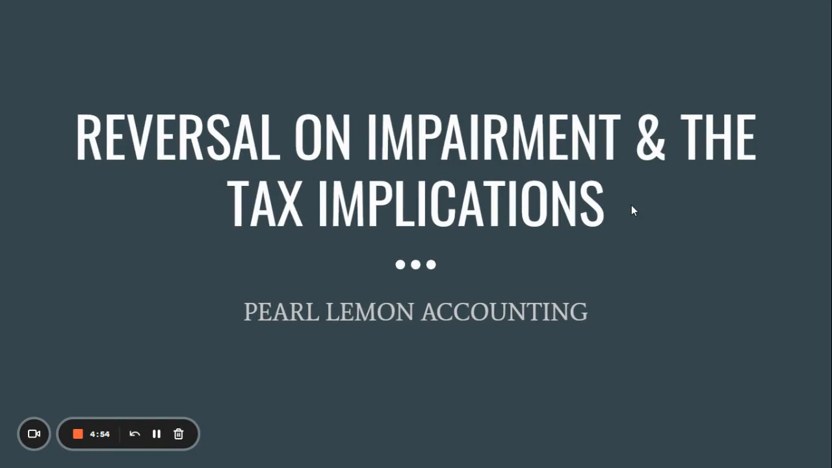Today we'll be focusing on the reversal on impairment and its tax implications. A quick recap on our previous impairment video. Impairment loss occurs when the carrying amount is above the recoverable amount of an asset. The recoverable amount of an asset is determined by the higher of two amounts, which is one, the fair value minus selling costs, or two, the future cash flows expected from the asset.